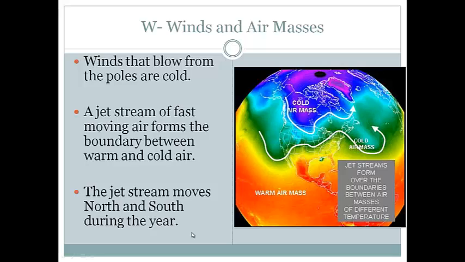Winds and air masses. Winds that blow from the poles are cooler, and alternatively, winds that blow from the south are typically warmer. A jet stream is a fast-moving stream of air that either moves up and down through North America or different locations around the world and allows more warm air to come up or more cool air to come down. The jet stream moves north and south during the year and can greatly affect climate.